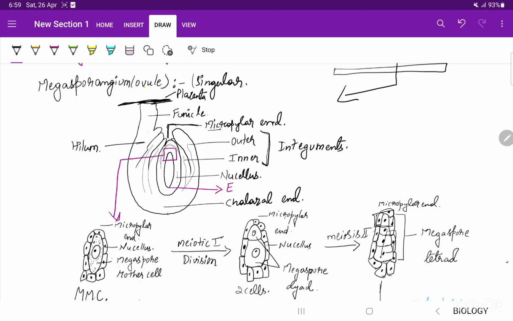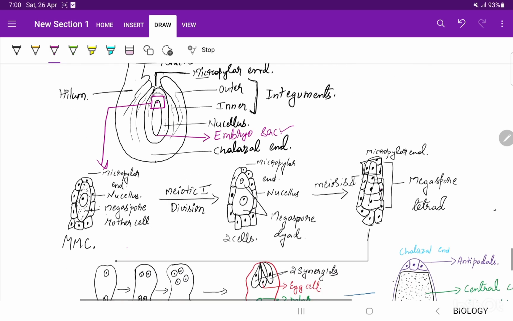Now we will see the process where the female gamete is formed inside the ovule. That sac is called the embryo sac. Next to the nucellus, we have an oval shaped structure inside the ovule, called the embryo sac, where female gametes are present by the process called megasporogenesis. That process of formation of megaspores inside the ovule is called megasporogenesis.